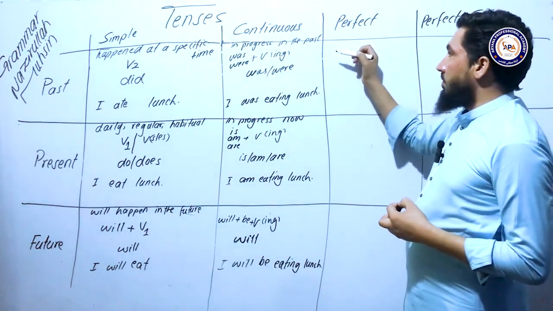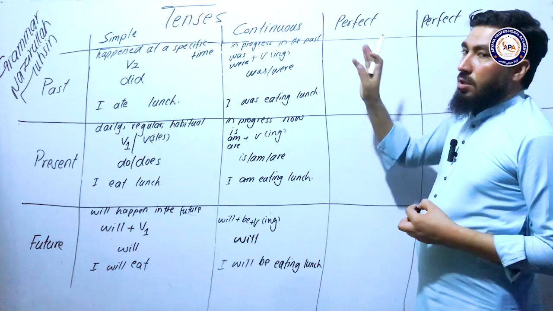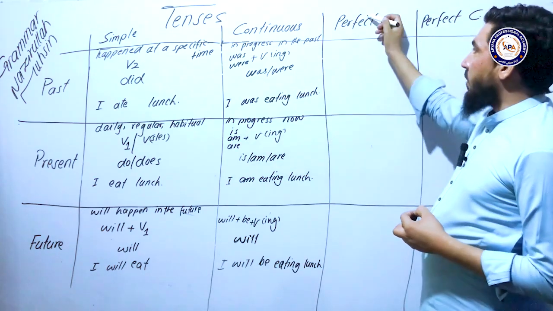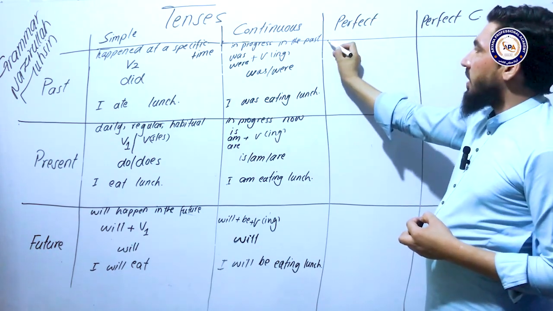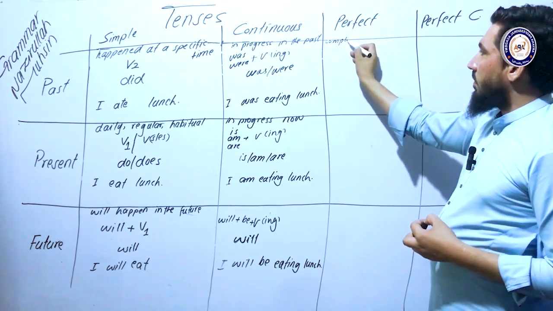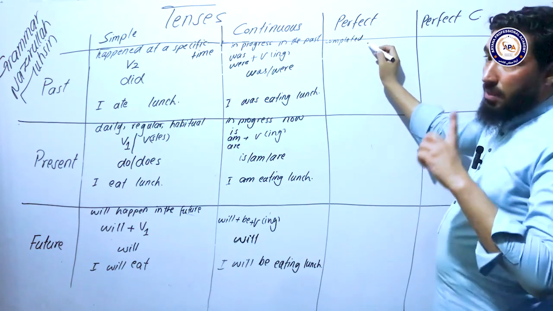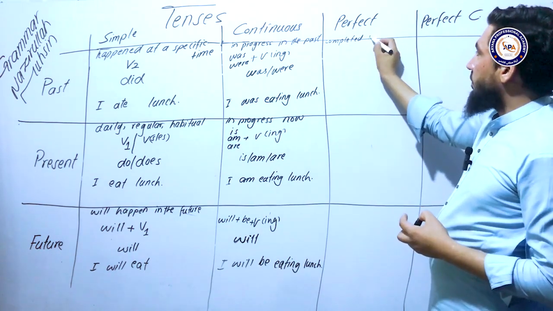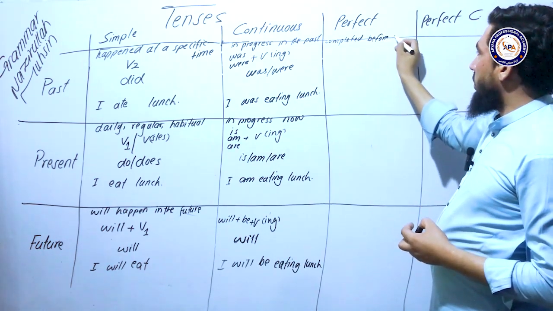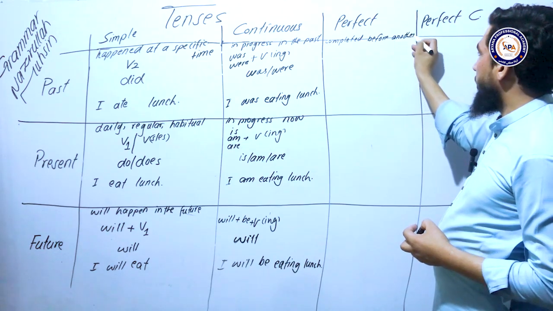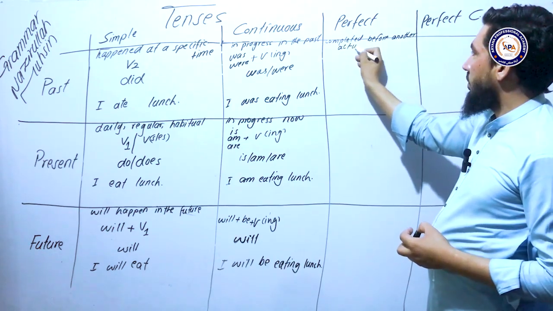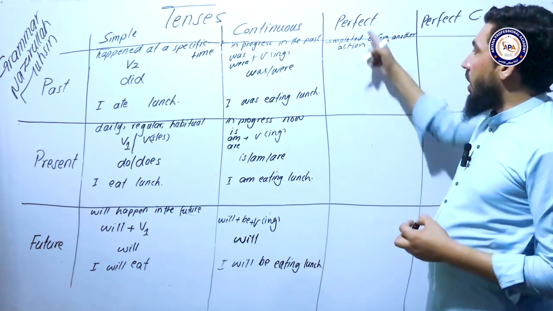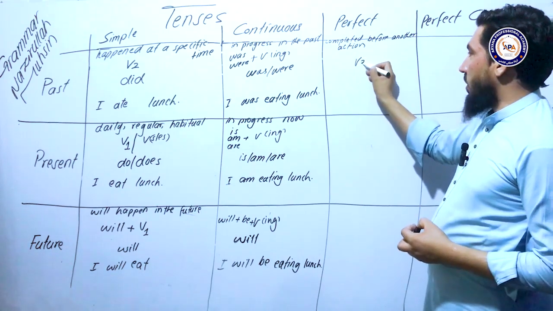In perfect tenses, we talk about the completion of an action. When it comes to past perfect, it means that the action completed in the past but before another action. The action completed before another action or time in the past. In all the perfect tenses, we use the third form of verb.